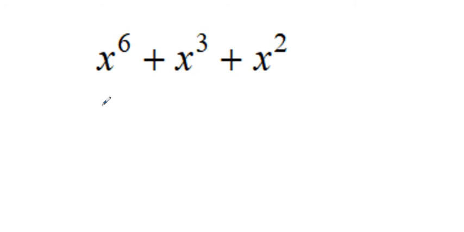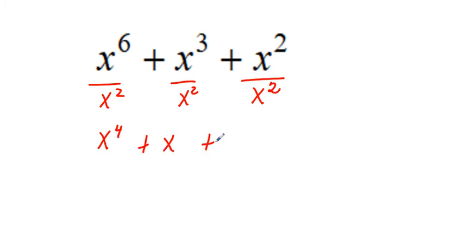In this example, I have x to the sixth, x to the third, and x squared. The greatest common monomial, the greatest common factor, is going to be x squared, the one with the smallest exponent. That's going to leave me x to the fourth plus x plus 1.